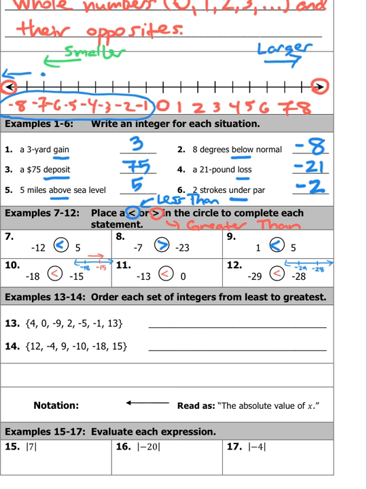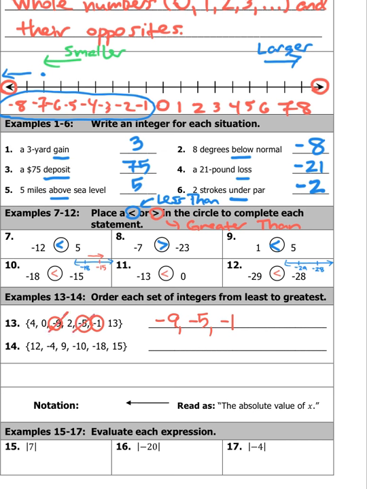So for number 13, let's find all of the negative numbers first. So I see negative 9, negative 5, and negative 1. And thinking about a number line, which of those numbers would be furthest to the left? Well, that would be negative 9. So that means negative 9 is my smallest integer in this list. Okay, and then after negative 9, negative 5 would come next, going from left to right, and then negative 1 would be the largest negative value on this list.